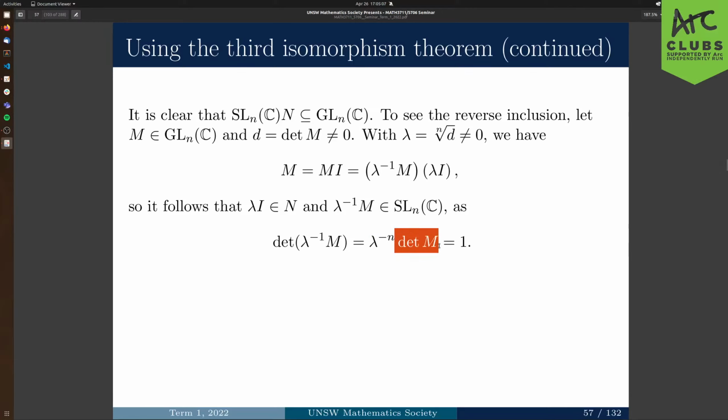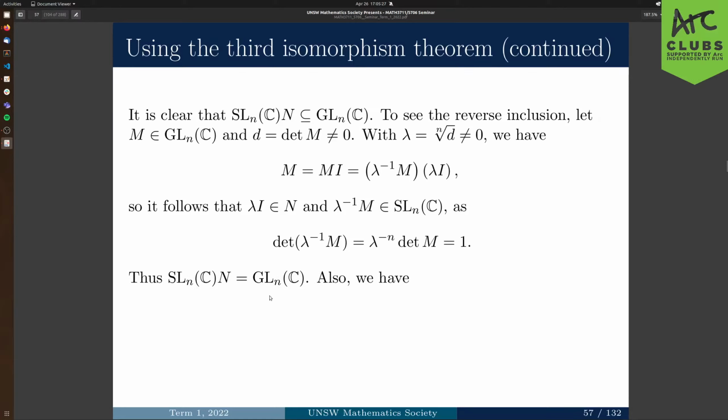In this case, det M is just going to be D, right? And lambda to the negative n is going to be 1 over D. And obviously, if you multiply those two together, you get 1. So this is indeed a matrix with determinant 1, so it sits in SL.